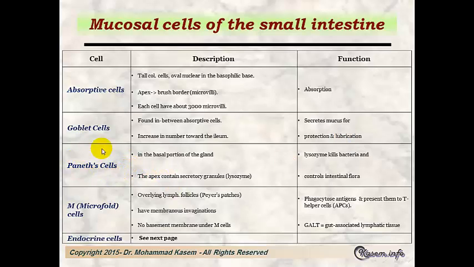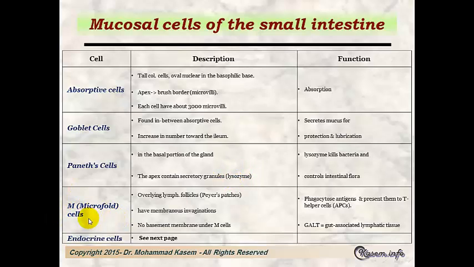Also, we'll find this characteristic cell of the small intestine only. It is the Paneth cells. They are present in the basal portion of the glands. The apex contains secretory granules which contain the lysozyme. The lysozyme kills bacteria and controls the intestinal flora. The intestinal flora are the normal bacteria which are present in the normal intestine.